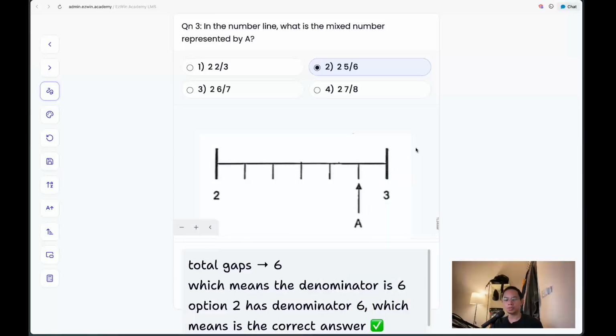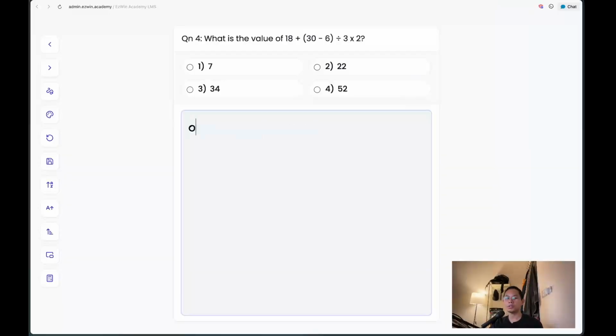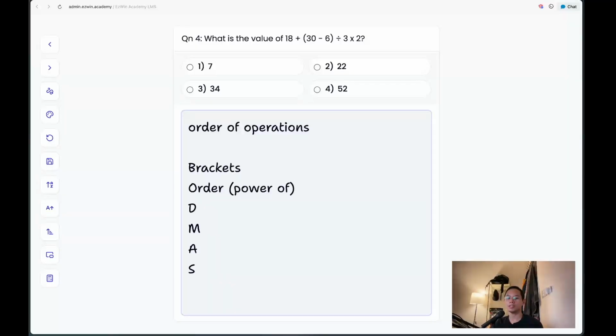Alrighty, let's move on to the next question. Question 4. What is the value of 18 plus bracket 30 minus 6 bracket divided by 3 times 2? This is what we call order of operations. If you remember, it's BODMAS. B means brackets, O means order or power of, and then this is divide, this is multiply, this is add, this is subtract.